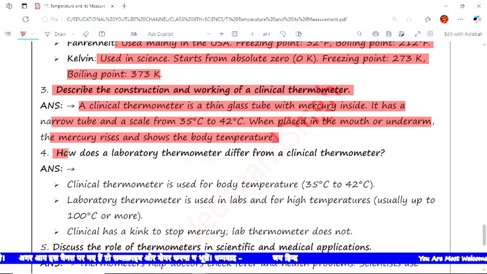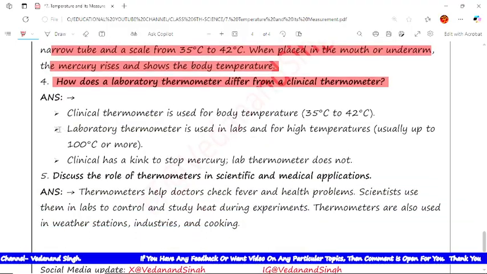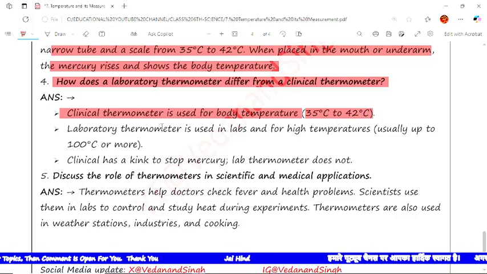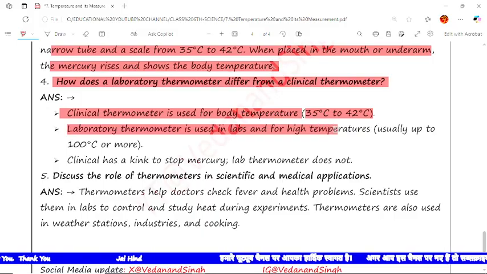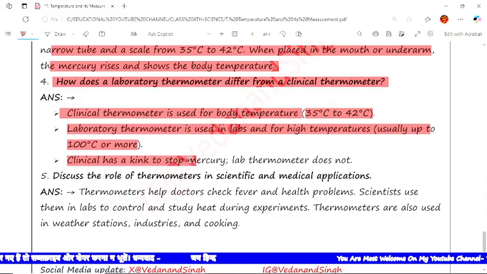Now the next question is: how does a laboratory thermometer differ from a clinical thermometer? Generally we have to give the differences between the thermometer used in a laboratory and the clinical thermometer. The first is that the clinical thermometer is used for measuring body temperature, generally 35 to 42 degrees Celsius, and the laboratory thermometer is used in the lab for measuring high temperatures, usually up to 100 degrees and more. Which means the laboratory thermometer can measure only high temperatures. Next, the clinical thermometer has a kink to stop the mercury; the lab thermometer does not.